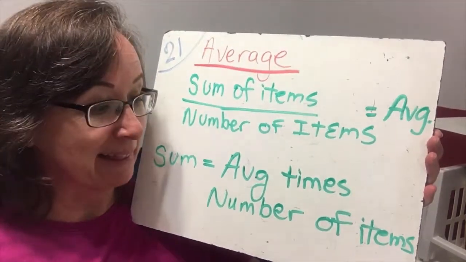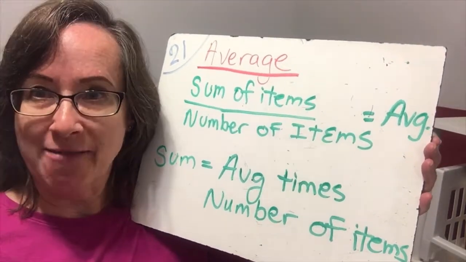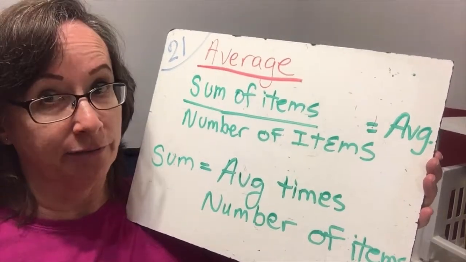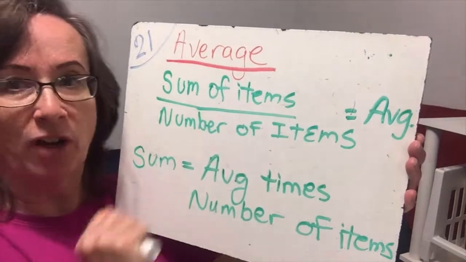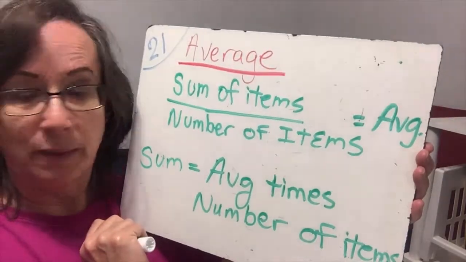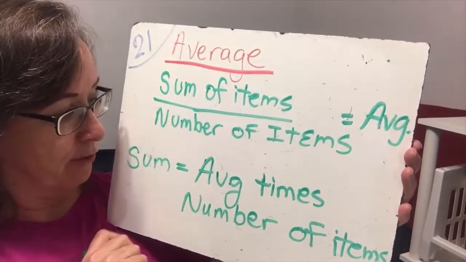Today, we're talking about Lesson 21 in your Blue Book, and we are talking about average. Average is a term that we use an awful lot in mathematics. It is the sum of all of the items divided by the number of items that we have, and that is the average. That's a good definition of the average.